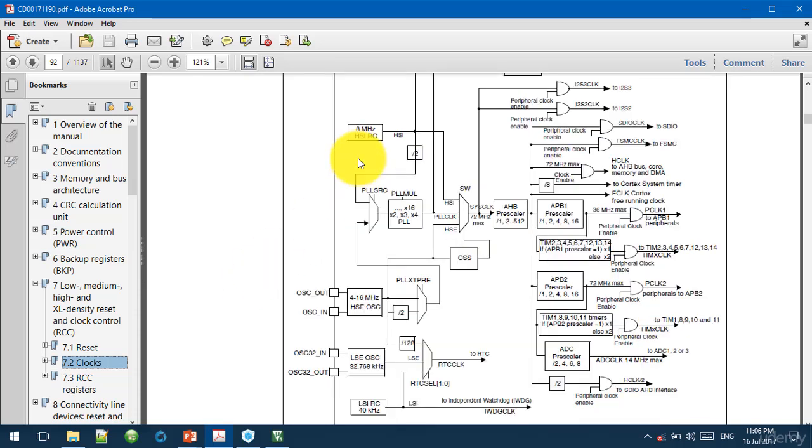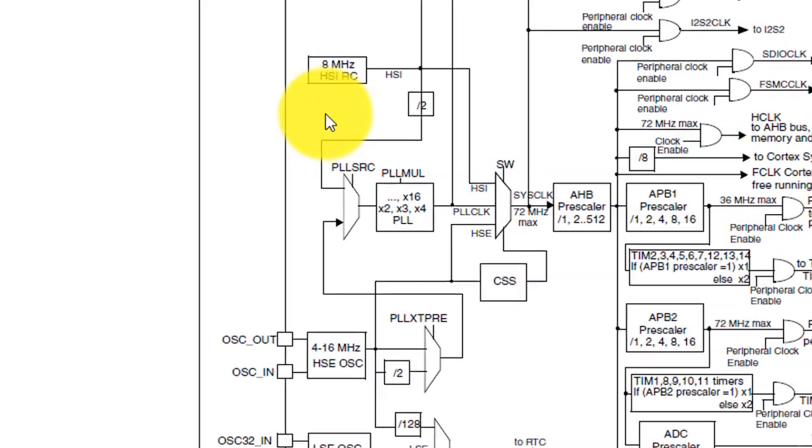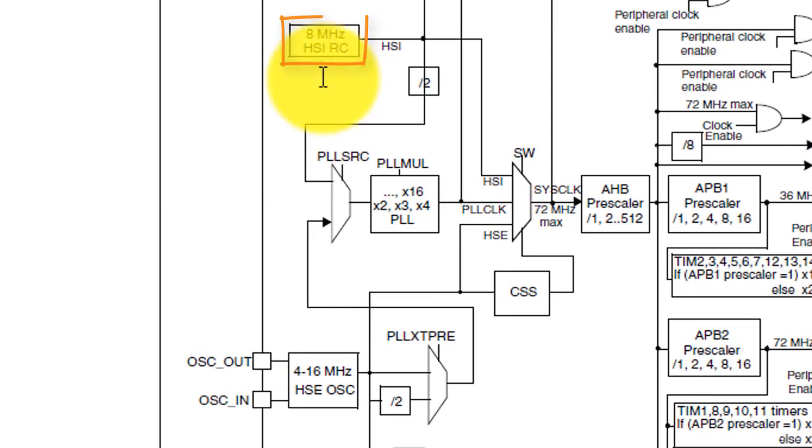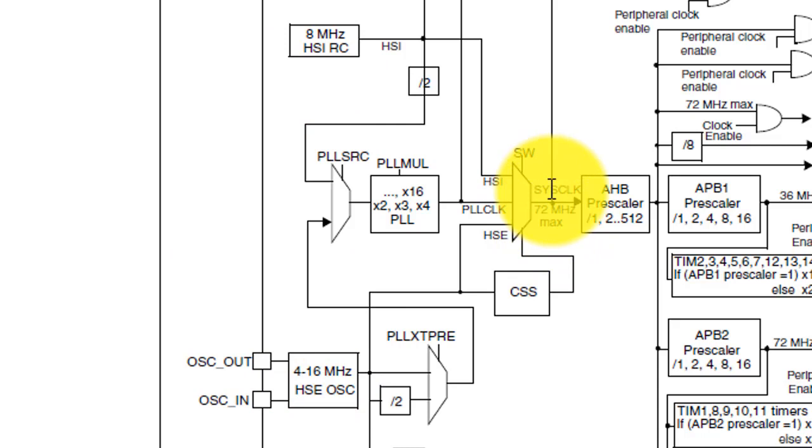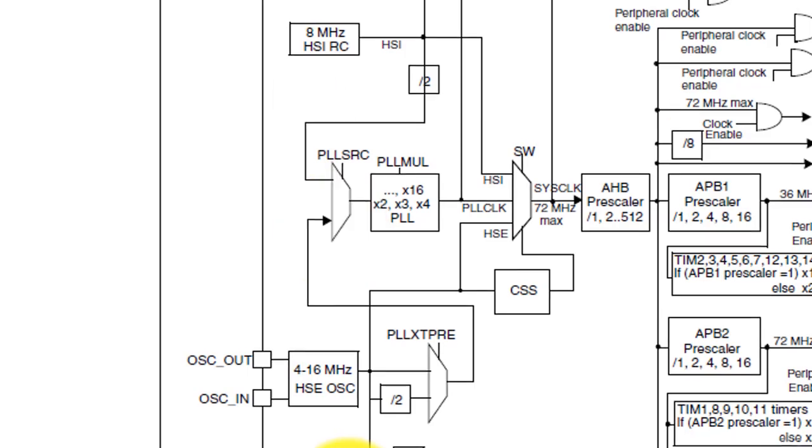There are two main clock sources that can be used to drive the system clocks: 8 MHz high-speed internal RC oscillator, and then the 4 to 16 MHz high-speed external oscillator. Both the high-speed internal or the high-speed external can be connected to the system clock directly or through the PLL to multiply the clock value, so you can get a higher clock speed.